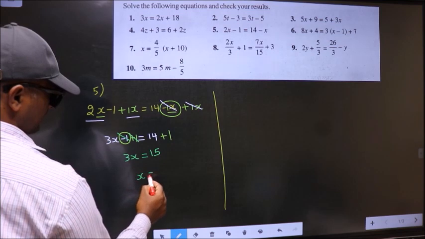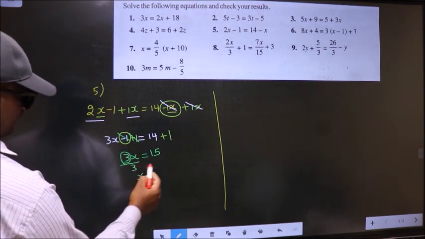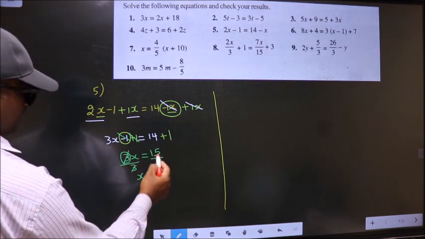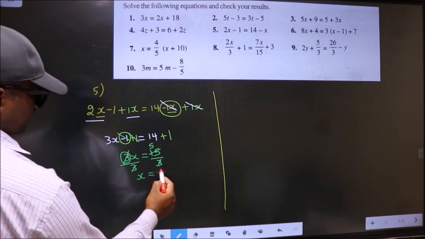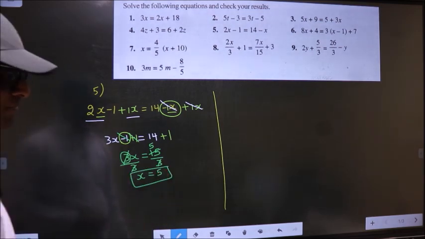Now, to get x, we should remove 3. So, to remove 3, you divide by 3. Here you get x and here you get 3 1s, 3 5s. So, x equal to 5 is our answer.